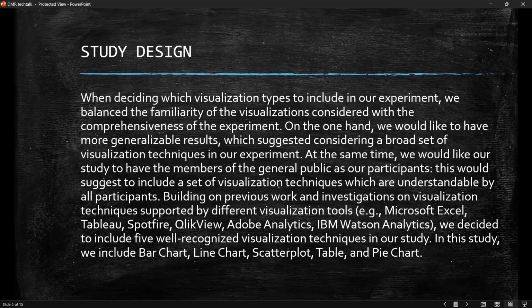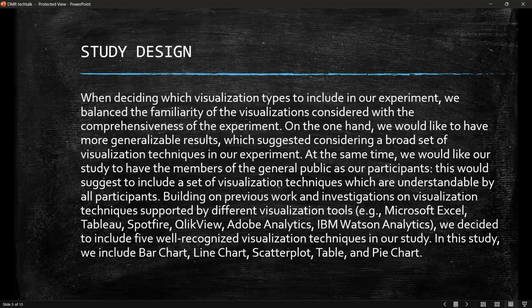Study design. When deciding which visualization types to include in our experiment, we balance the familiarity of the visualizations considered with the comprehensiveness of the experiment. On the one hand, we would like to have more generalizable results, which suggests considering a broad set of visualization techniques in our experiment. At the same time, we would like our study to have members of the general public as our participants. This suggests including a set of visualization techniques which are understandable by all participants.